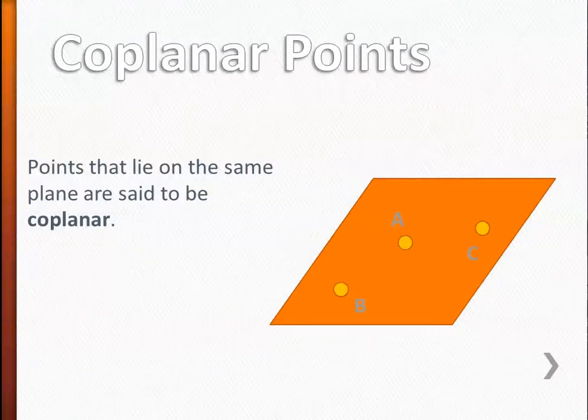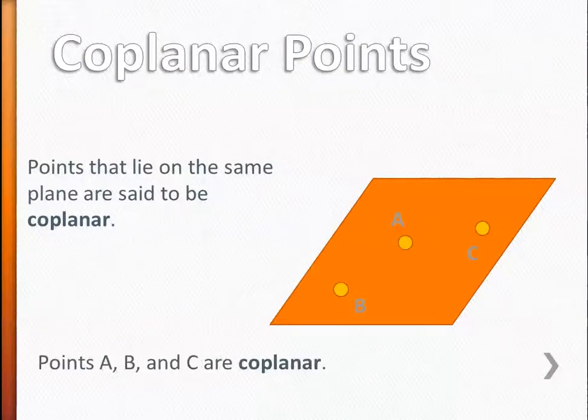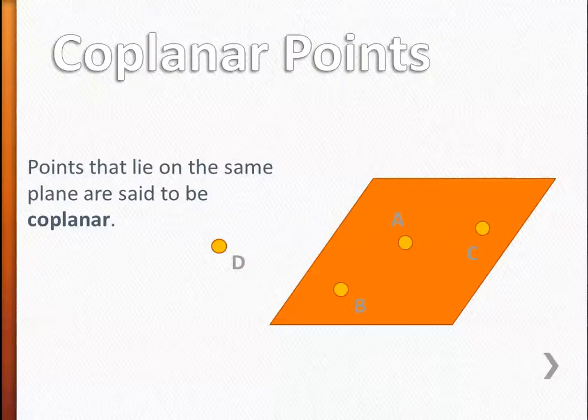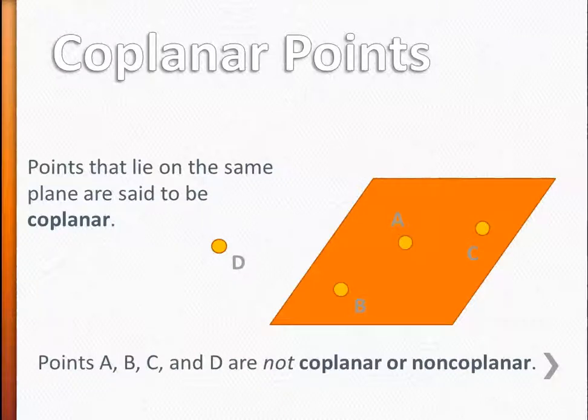Points that lie on the same plane are said to be coplanar. Therefore, points A, B, and C are coplanar because they don't lie on a straight line or the same line. Notice that point D is floating out in space there. If we were to think of it in correlation to the plane, we would think that it's above the plane. Therefore, points A, B, C, and D are not coplanar, and we can also say that's non-coplanar.